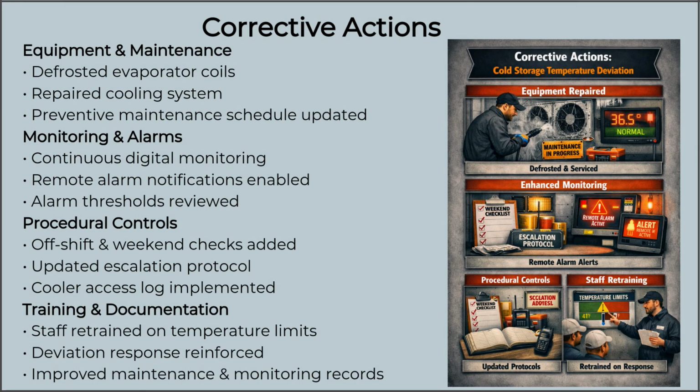Let's outline the corrective actions taken after the cold storage temperature deviation incident. These actions address both the immediate equipment failure and the systemic gaps that allowed the deviation to persist. 1. Equipment and maintenance. Evaporator coils were defrosted and airflow was restored while cooling system components were repaired and serviced to ensure proper function. A revised preventative maintenance schedule was implemented, including condenser cleaning, fan inspection, and vent checks.